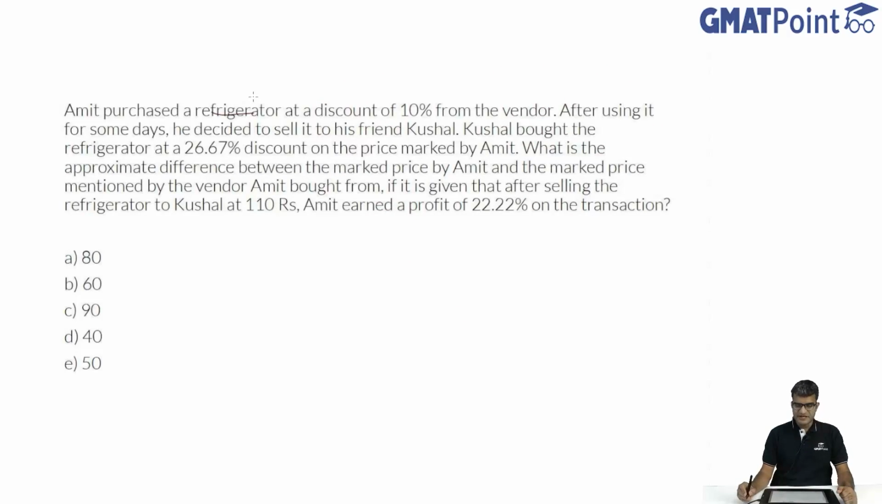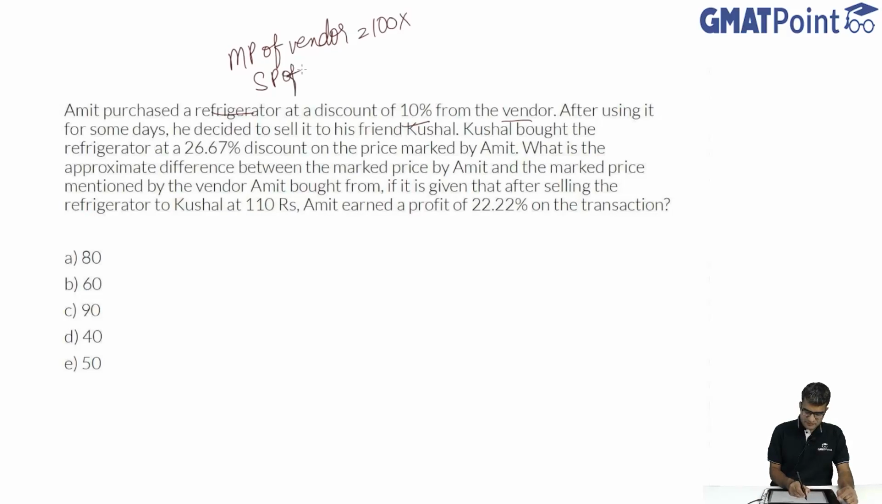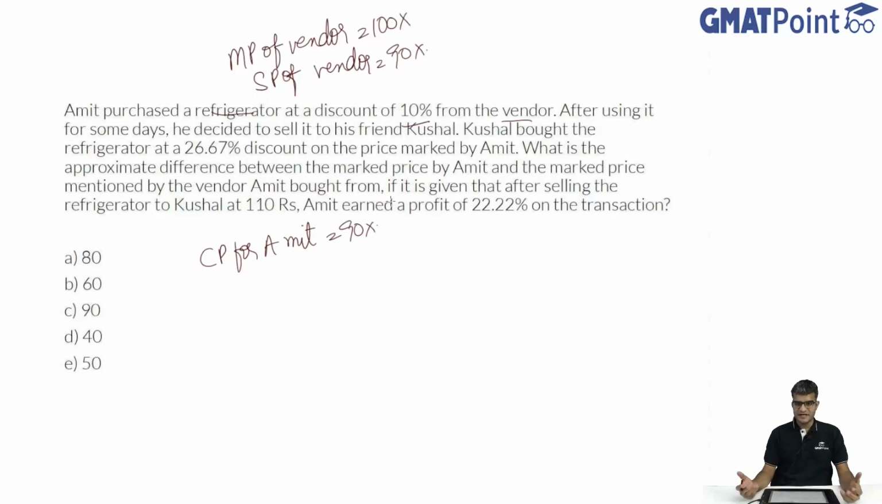Amit purchased a refrigerator at a discount of 10% from the vendor. Let us assume that the mark price by the vendor is equal to 100x. The discount percentage is 10%. So the selling price of the vendor is equal to 90x. From the standpoint of Amit, the cost price for Amit is equal to 90x, because he purchased it at 90x.